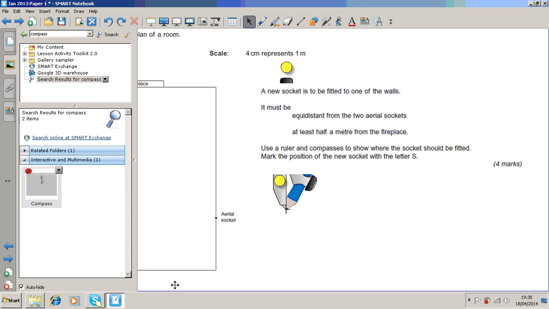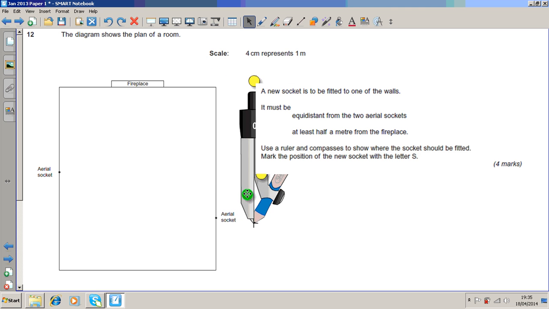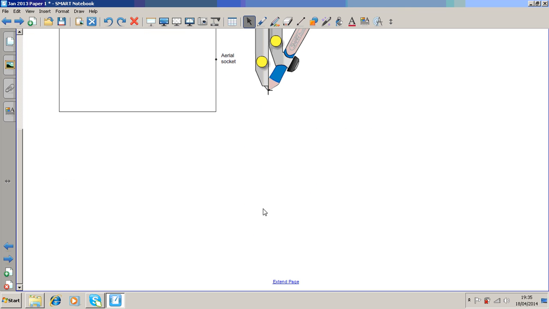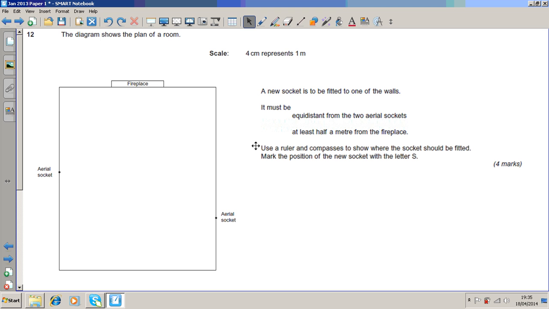Not too bad, I think we can do that. So if it's equal distance from the 2 arrow sockets, it's not going to let me do it. Right, I'm afraid you have to have a look at that one yourselves and come and find me if you don't know how to do it.